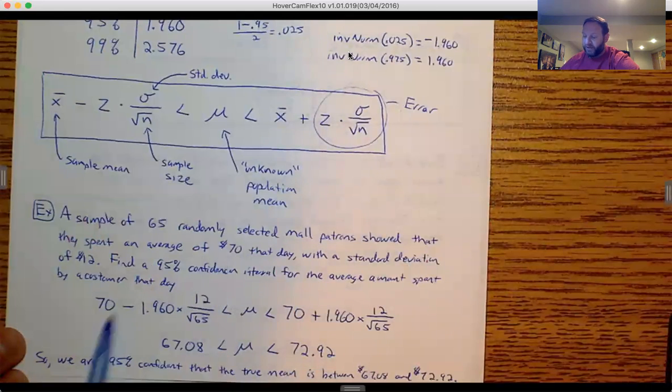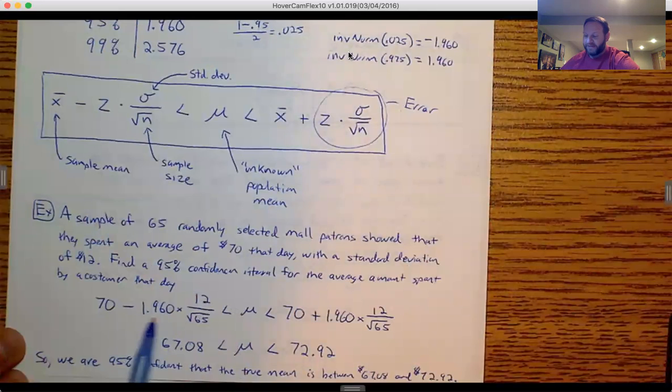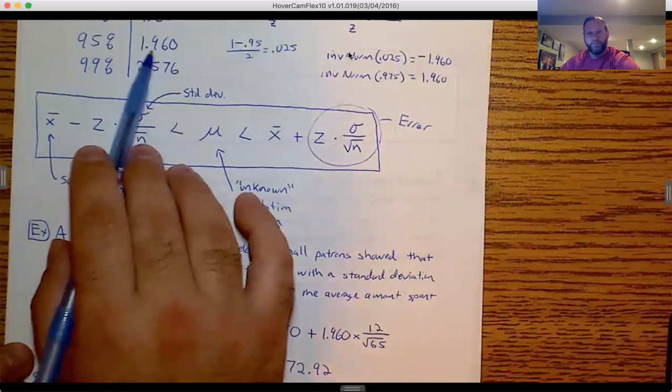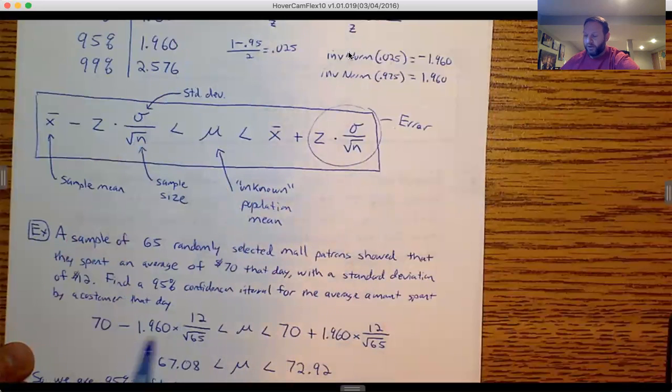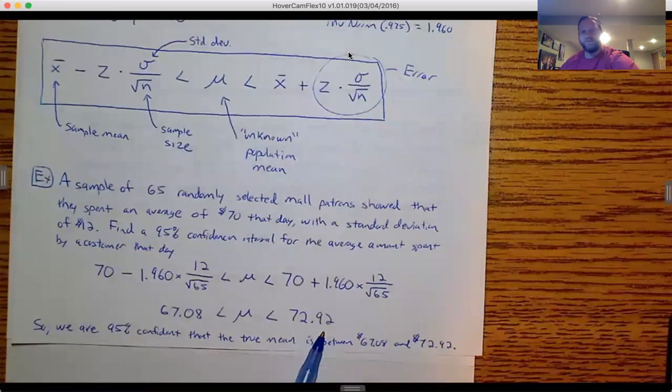So $70 is our average. That's from our sample. The 1.96, I got that because it was a 95% confidence interval. If I look up here, 1.960 goes along with that. Times 12 because it was a standard deviation, square root of 65. And then you can see on this side, everything else is exactly the same. This side has a minus, this side has a plus. When I type all this in my calculator, I got 67.08. And when I typed all this in, I got 72.92.